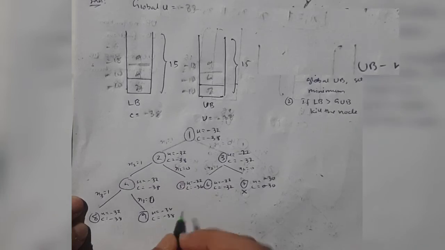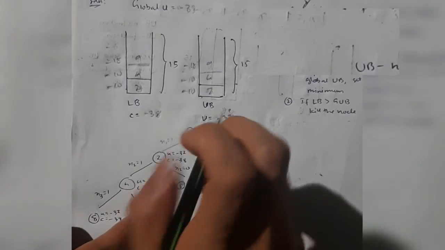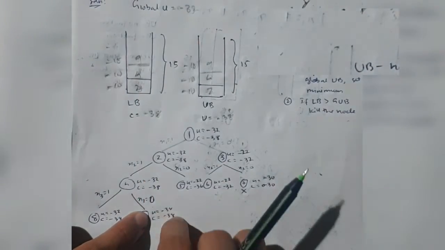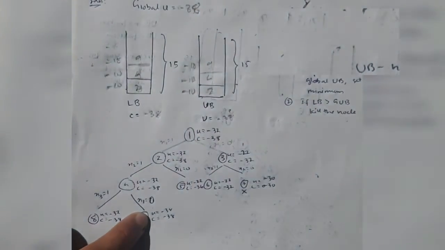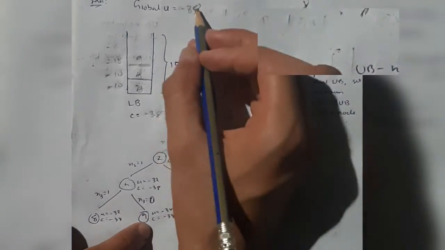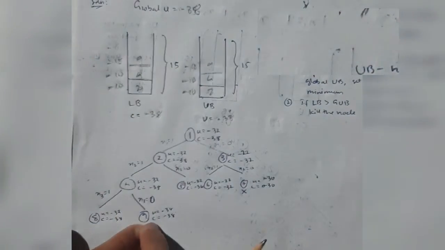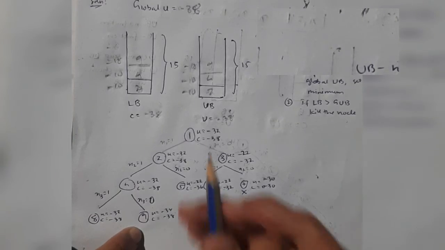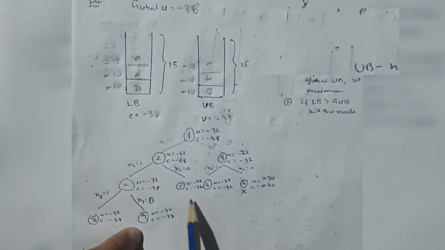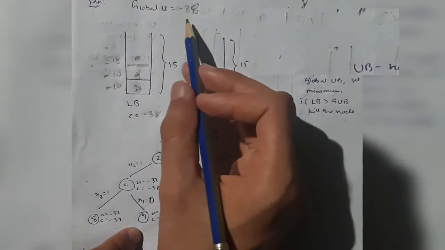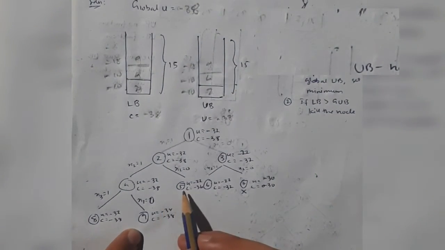Now observe one thing carefully. U I got as minus 38, here U is minus 32. Which is smaller? This one is smaller, right? Update this value. When you update this value, this will become minus 38. Okay, and C is minus 38, this is also minus 38, it's the same, it's a valid node. Now what we'll be doing is we'll be checking the other nodes, if any of these lower bounds is greater than minus 38.